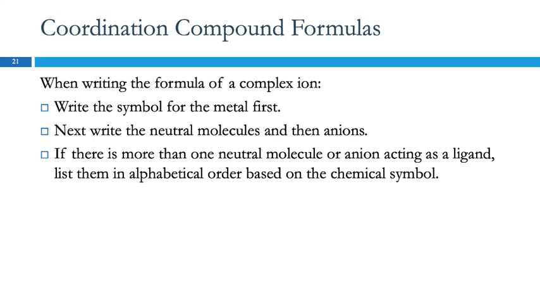What about writing the formula for a complex ion? Well, you do this in kind of reverse order. Instead of starting with the ligands, you're going to start with the metal. So you identify the metal and its charge from the name. You write that symbol down. And then you're going to write the ligands. You're going to put neutral molecules first and then anions. If you have more than one neutral molecule or more than one anion, you're going to put those in alphabetical order based on their chemical symbols, not their names.